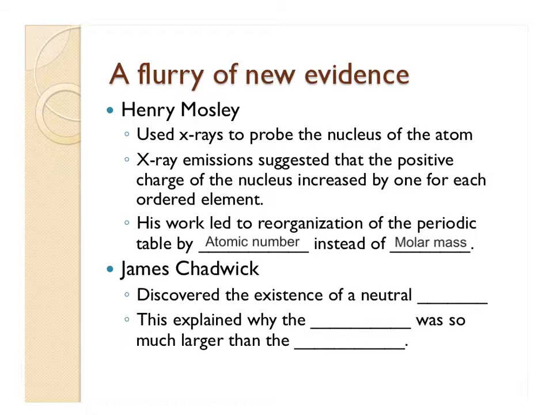Another scientist, James Chadwick, discovered the existence of a neutral subatomic particle. So there were the positive protons, the negative electrons, and he discovered there was also this additional particle called the neutral neutron. So his discovery explained why the nucleus of the atom was so much larger than what the mass of the protons alone could explain. So he realized that the mass of an atom was mostly due to the mass of the neutrons plus the protons.